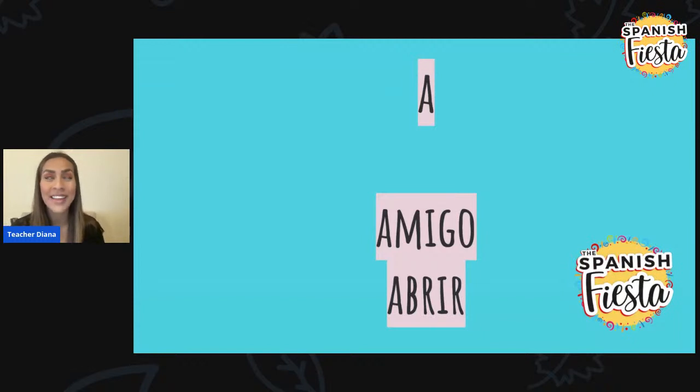Something very important and very good news. Algo muy importante y buenas noticias. In Spanish, we don't have different sounds for just one vowel, okay? In Spanish, our vowels sound the same. It doesn't matter the word that they are in, okay? They will sound the same. So that is good news. It's easier for us to learn and to remember the sounds if there's just one possible sound, okay? So we have A, como en amigo, abrir, okay? A.